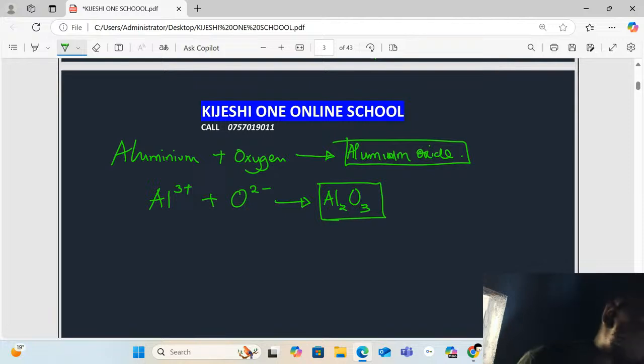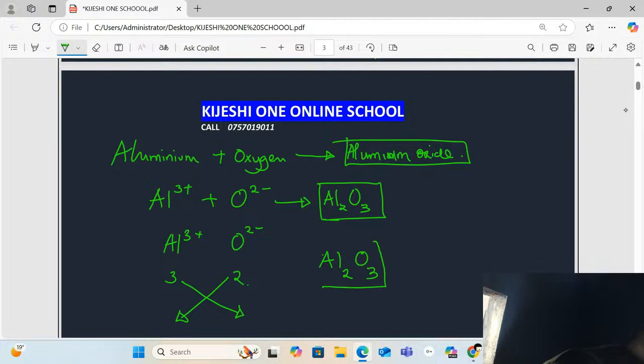But now we want to understand how do we arrive at Al2O3. Then we'll say that aluminium is valency 3, while the oxide is valency 2. Then during the combination, they exchange their valencies. Therefore, aluminium obtained the 2, while the oxide obtained the 3. And that is why you can see it in this manner.